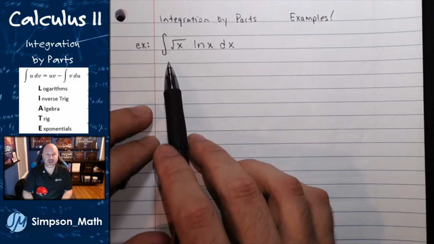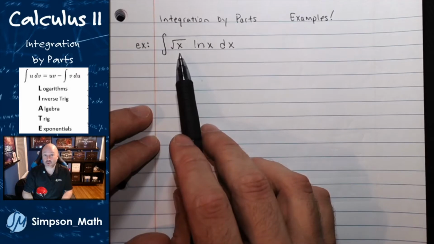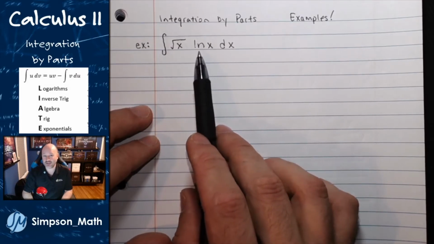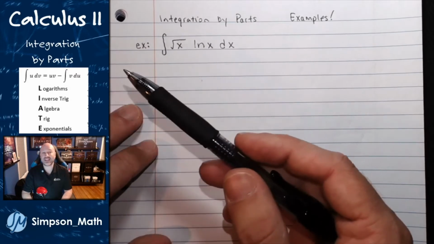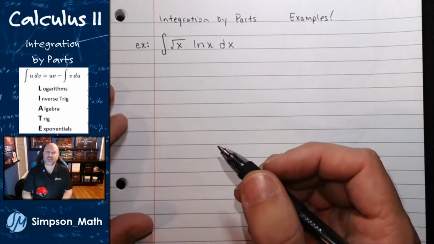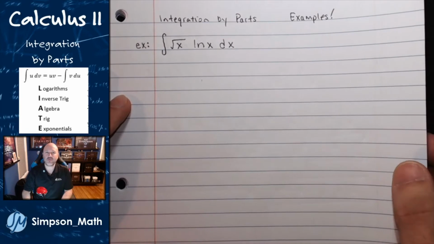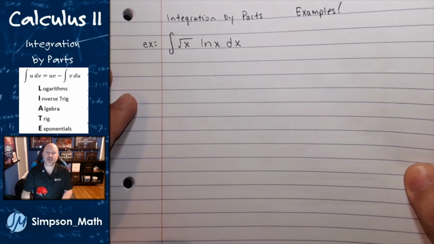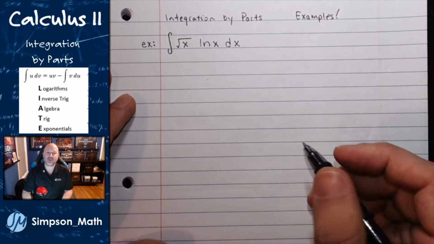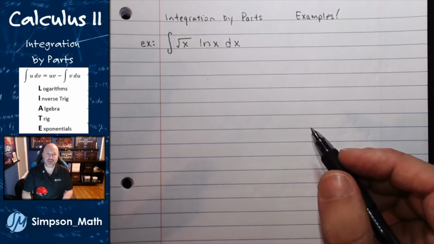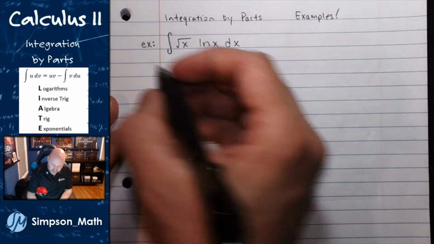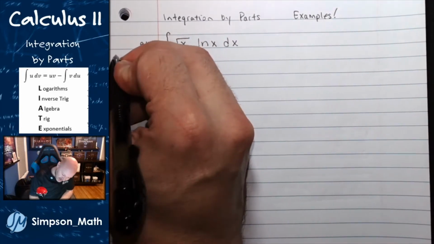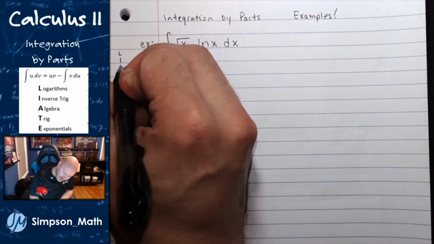I'm integrating the product of the square root of x and the natural log of x with respect to x. And off to the side, I have LIATE written down. That's just a mnemonic device to help you remember what factor is most beneficial to be u and dv. So LIATE, I'll just write it down here in order. L-I-A-T-E.